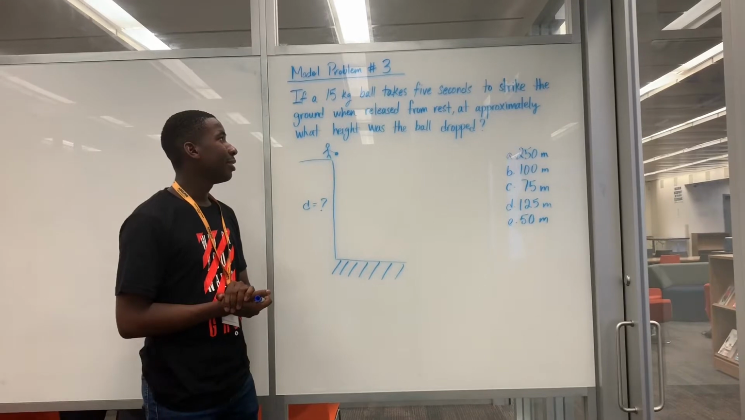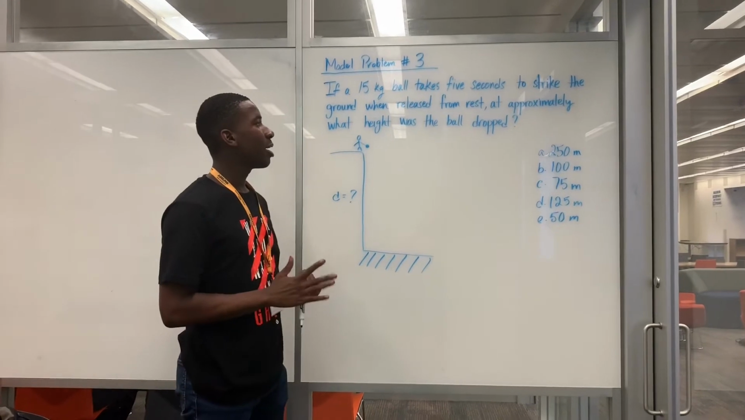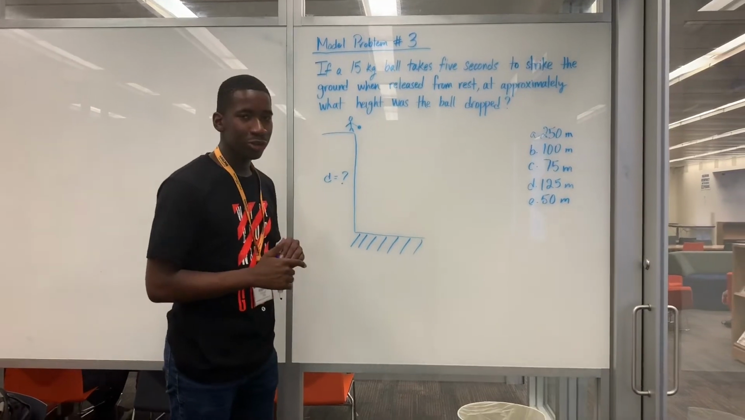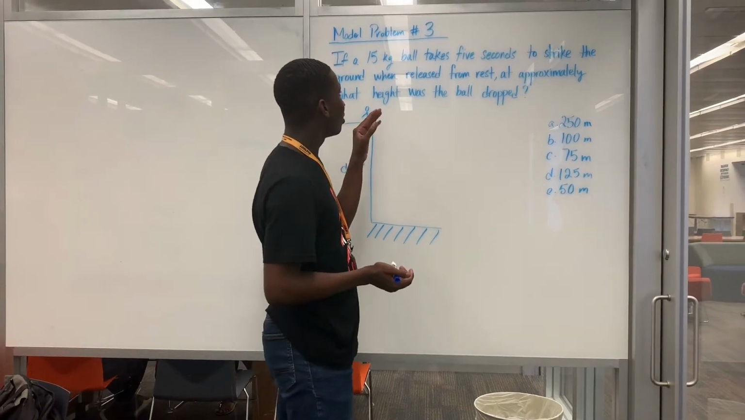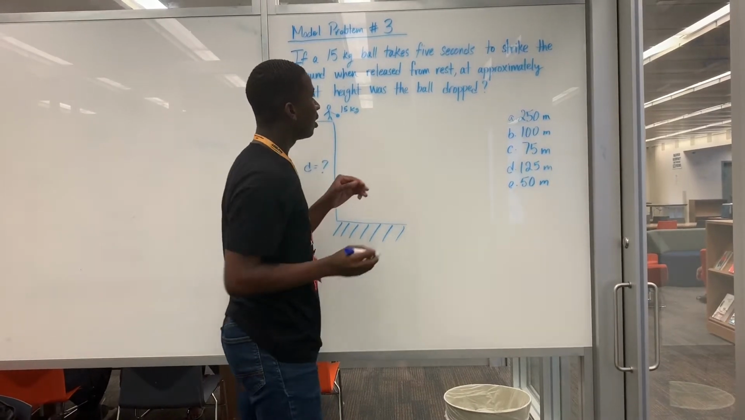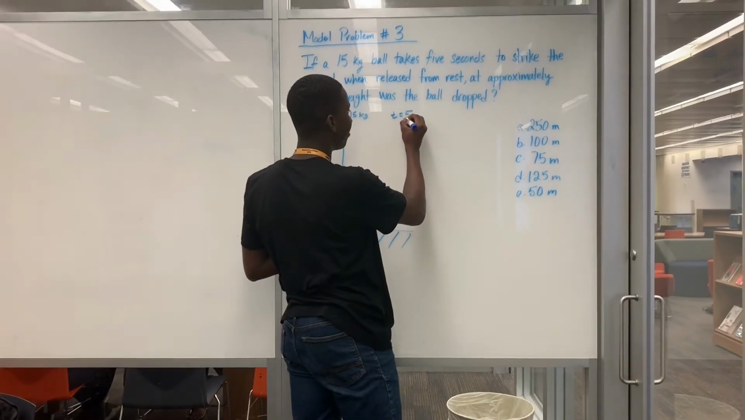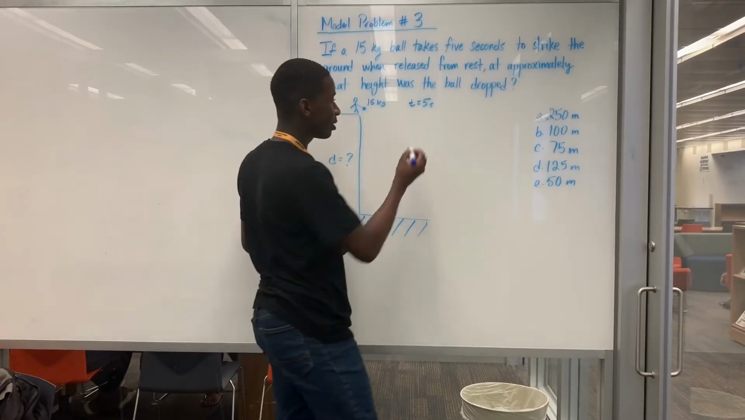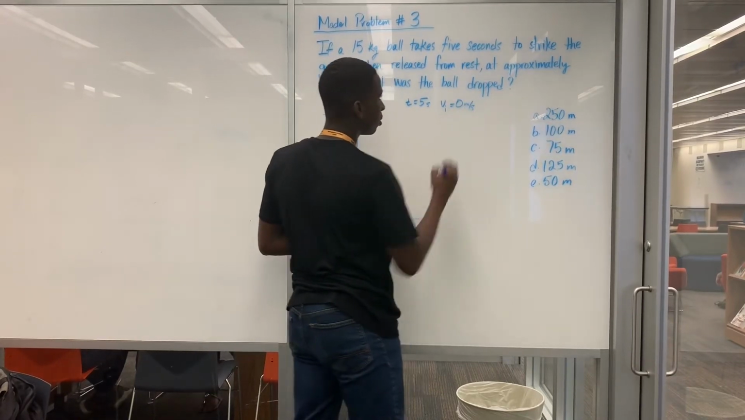Model problem number 3. If a 15-kilogram ball takes 5 seconds to strike the ground when released from rest, at approximately what height was the ball dropped? Okay, so let's take a minute to jot down what we know. So the ball is 15 kilograms, right? And it takes 5 seconds to strike the ground. So time is equal to 5 seconds, okay? When released from rest, so that means the initial velocity is equal to 0 meters per second, okay?